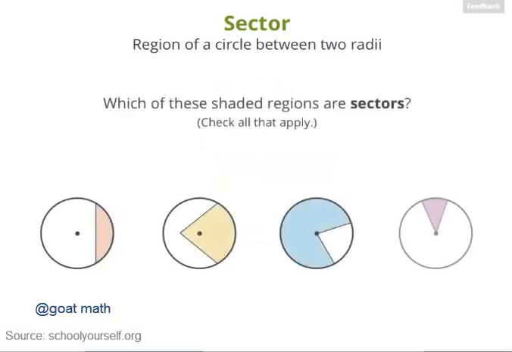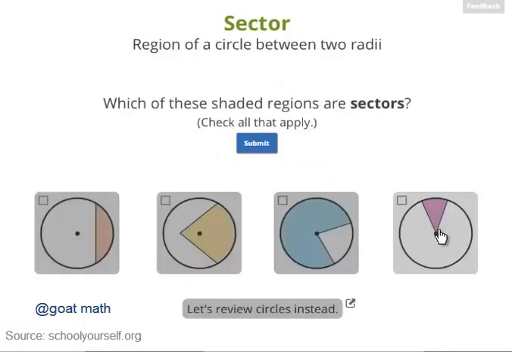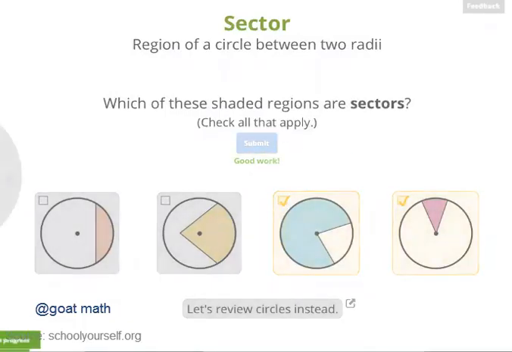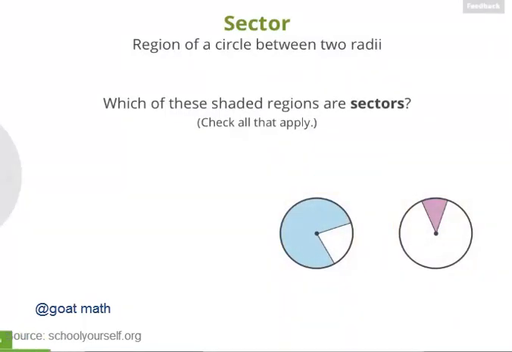Next, take a look at these circles here. Which shaded regions are sectors? Exactly, these shaded regions over here are sectors. In this lesson, we'll come up with a way to find the area of any sector.